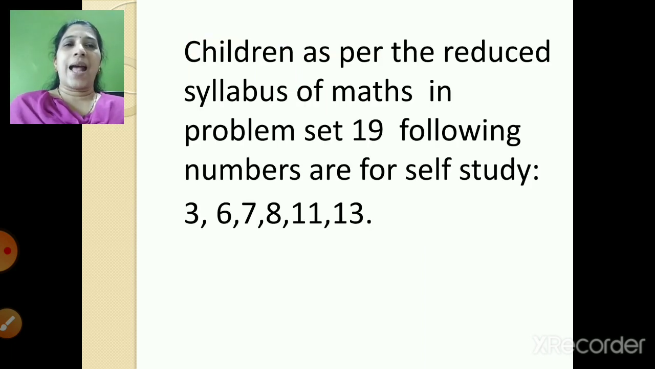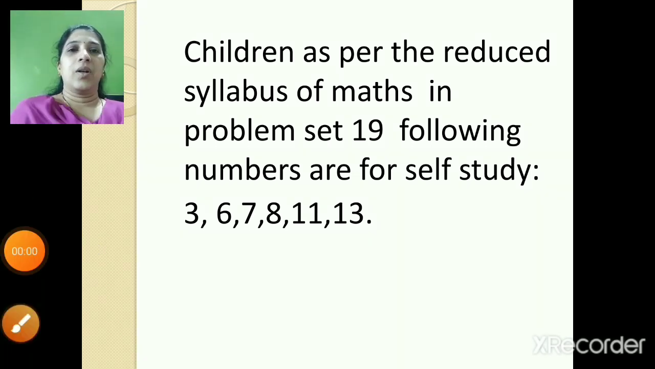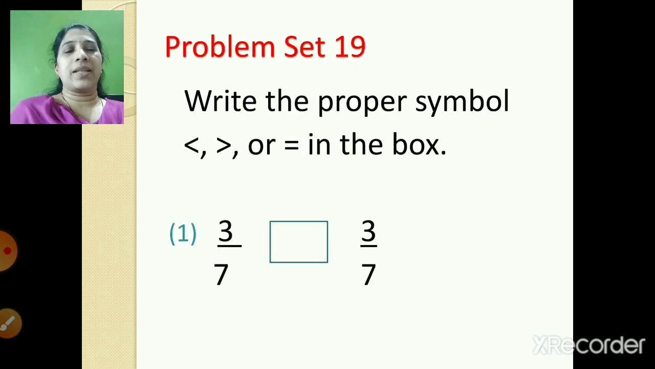So, children, as per the reduced syllabus of maths, in problem set 19 the following numbers are for self-study: 3, 6, 7, 8, 11 and 13. We are not going to solve these sums because they are for self-study, right? So, let's move to problem set 19.